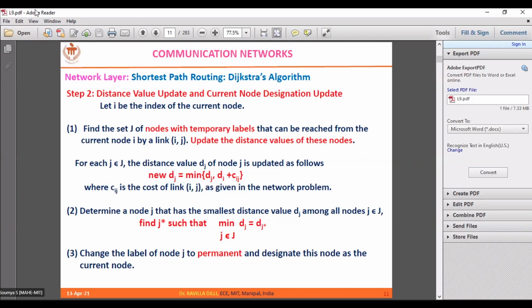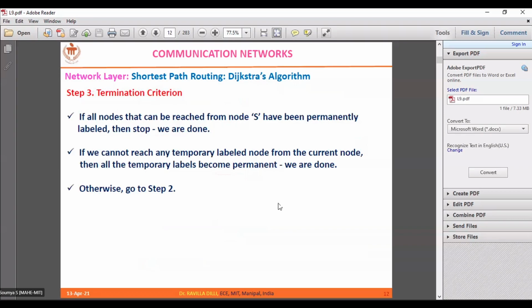These steps are mainly meant for the programming perspective. Of course, this is the equation you have to know. Otherwise, you can definitely just directly solve. You need not really write down all this at any point of time. Next, when do we stop?